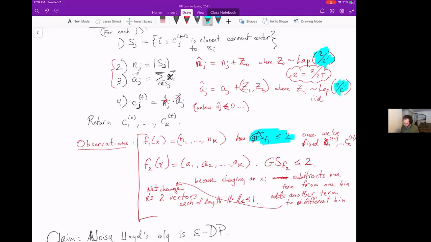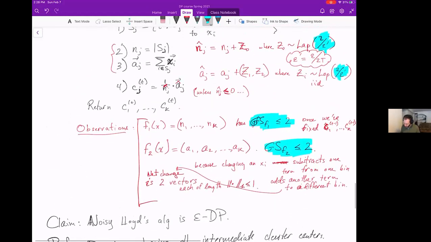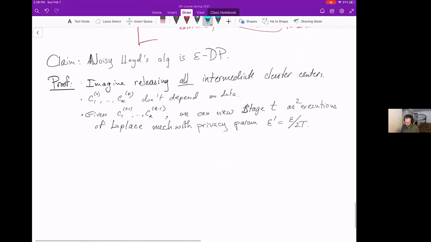And same thing for the second step. Okay. So again, we're using our sensitivity analysis to bound how much privacy we're losing at each stage of the algorithm. So each stage costs us epsilon over 2t. And as a result, the total cost, each stage costs us epsilon over 2t twice.